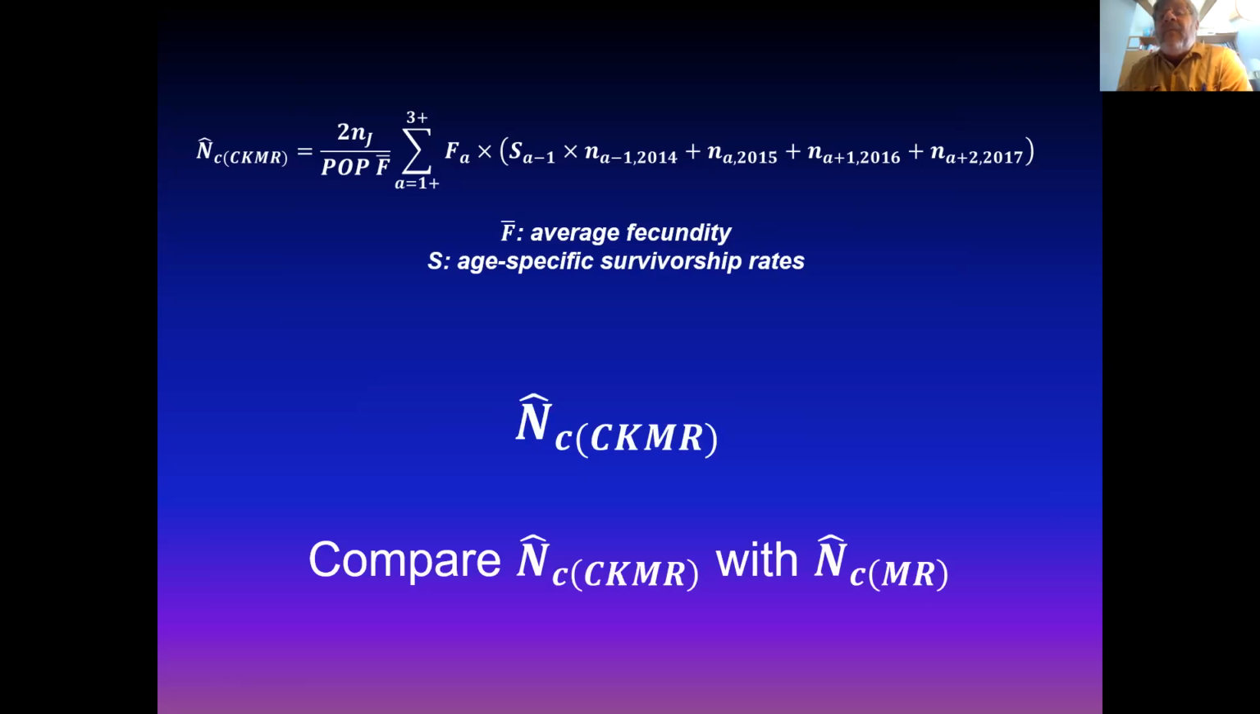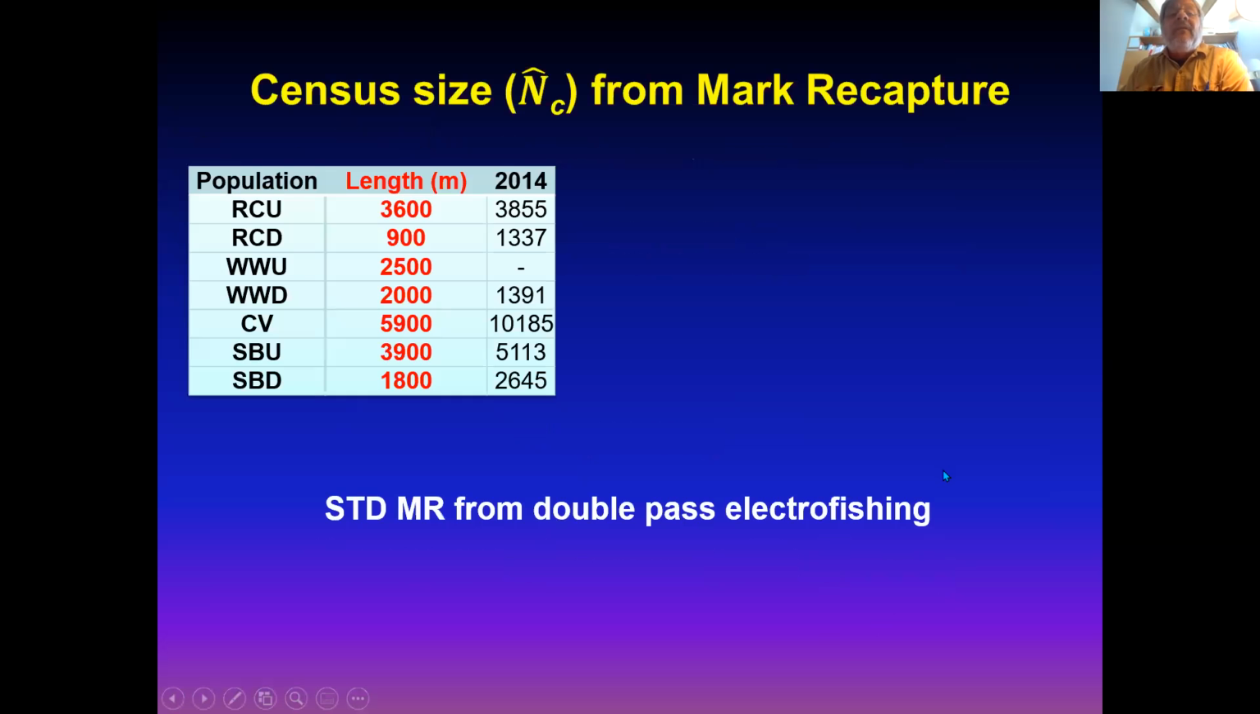And so our goal was, again, not specifically to estimate how many fish we have in these small populations, but more to validate the approach and compare it to values obtained by the standard mark-recapture approach.